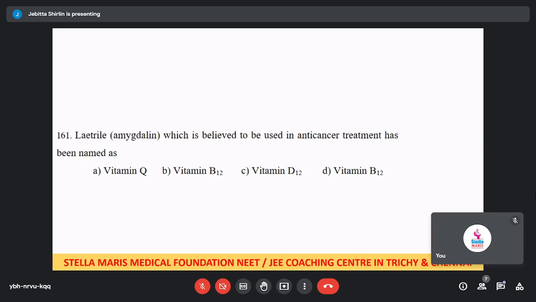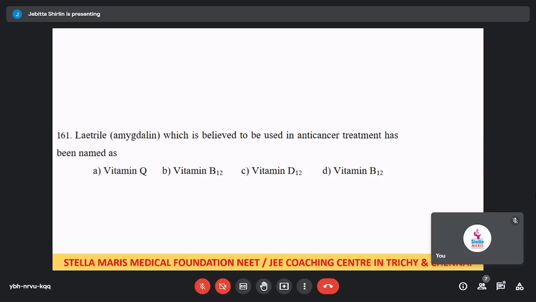And this is used in cancer treatments. Fruits like almonds, apricots, peaches, plums all have this compound which is called amygdalin. So amygdalin is used in cancer treatment, and it has been said that it has a good number of antioxidant activities, and is most effective in killing cancer cells. That is what latrine is, or it is otherwise called amygdalin.